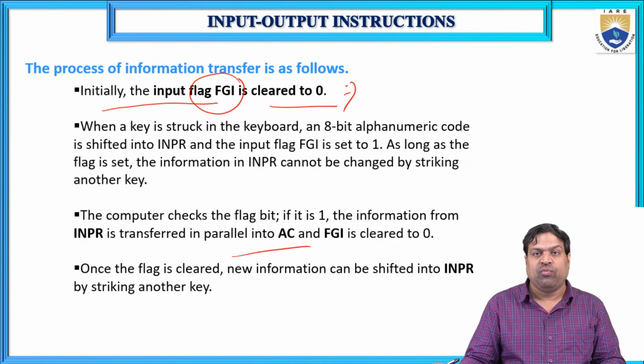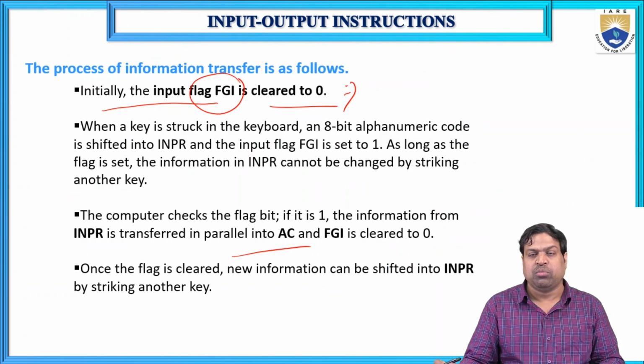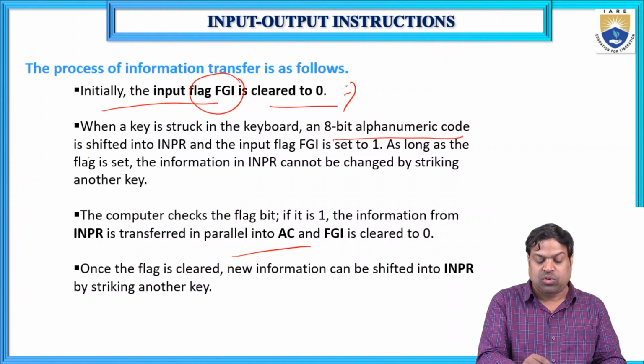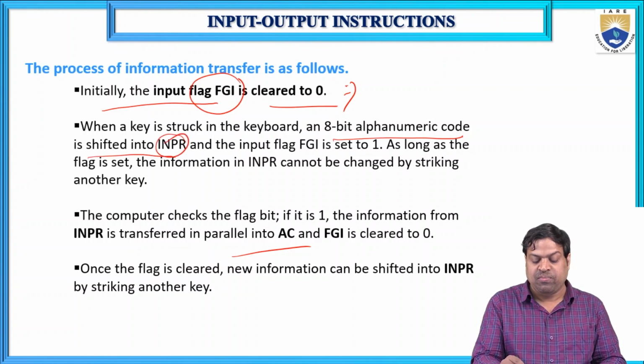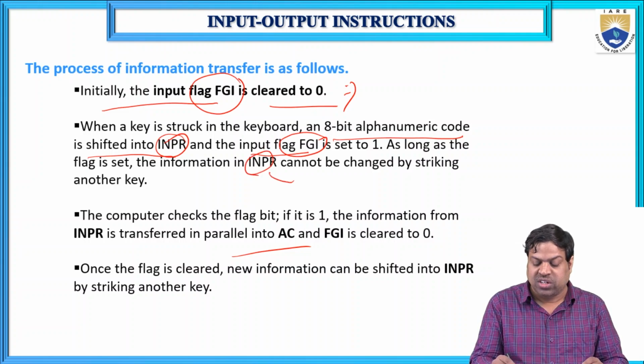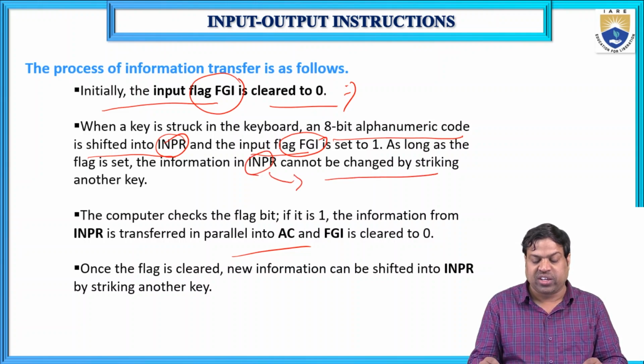But here, when a key is struck on the keyboard, that is, when any information is struck at the input side, the 8-bit alphanumeric code is shifted. We have to shift the alphanumeric code into the input register, and the input flag FGI is set to 1. As long as the flag is set, the information in the INPR input register cannot be changed by striking another key.